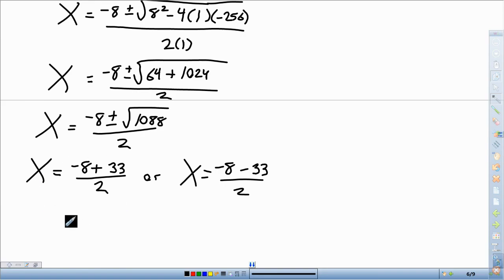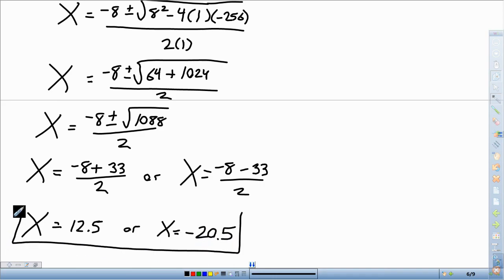Okay, so now let's do the official last step. Let's do this math here. So 33 minus 8 is 25. 25 divided by 2 is 12.5. And then our other answer, negative 8 minus 33 is negative 41. Negative 41 divided by 2 is negative 20.5. And those are our two answers.